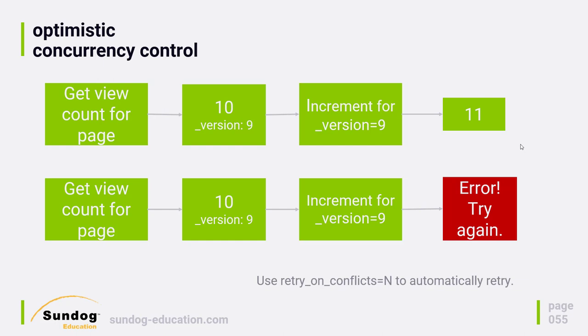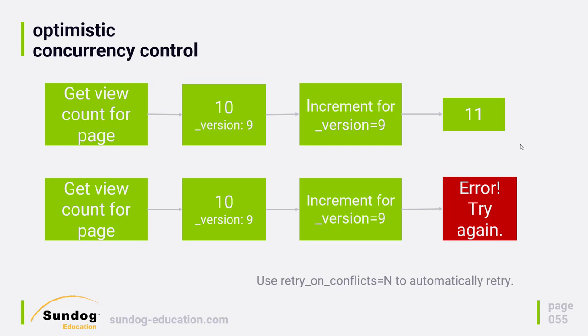So I would just go back and try to reacquire the current view count for that page, start over basically. And then I'll get back version 10 of that document, which contains 11, and I could then increment that to 12 and write it again, hopefully successfully. Now, you don't have to do this necessarily by hand. There is another parameter called retry on conflicts when you do an update that will allow you to automatically retry if this happens. So that's kind of a nifty feature.